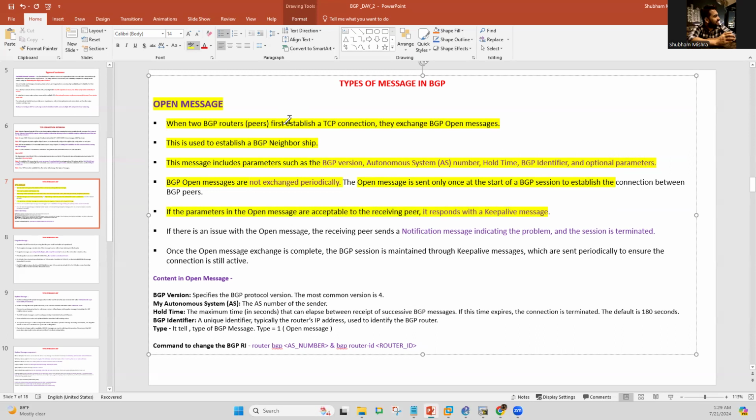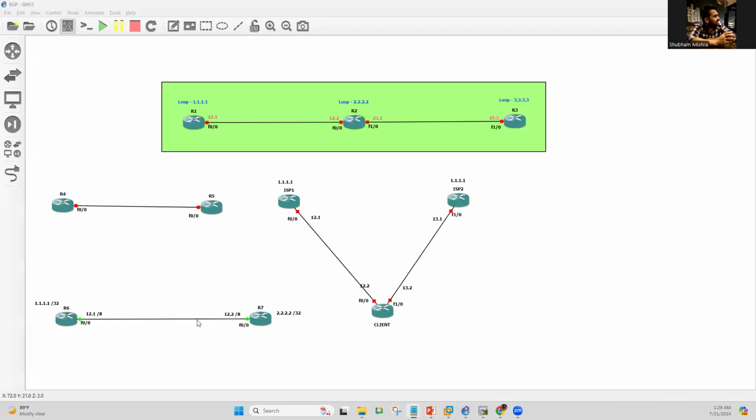It means this is R1 and this is R2. R1 sends the open, R2 sends the open. Let's suppose this open packet reaches R2. R2 opens that open message to check all the parameters. When this router agrees on those parameters, it generates the keepalive message. If this router does not agree on those parameters, it generates a notification message and the neighbor goes down. Getting my point, everyone? I hope you guys understand.